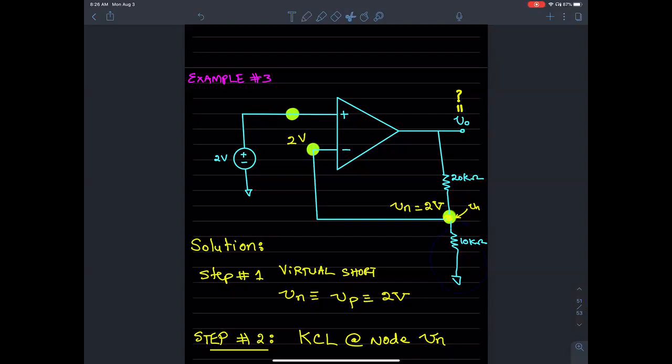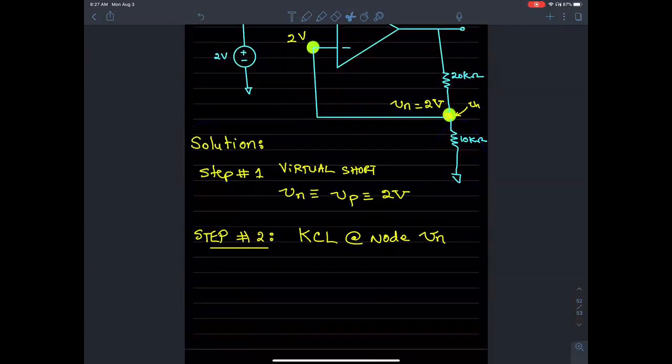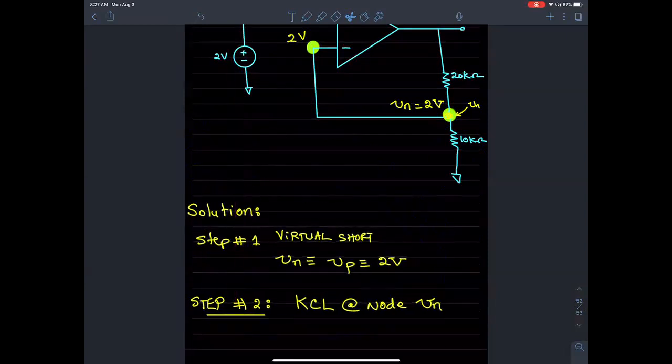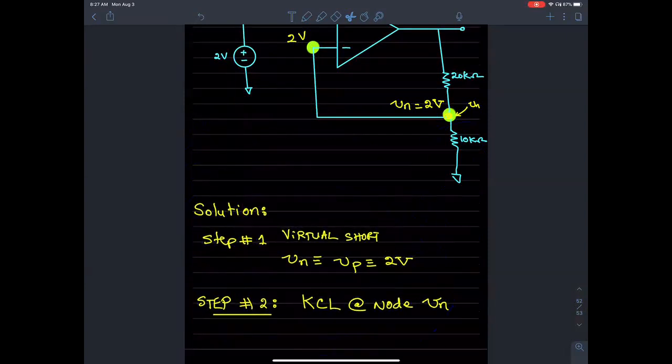I'm going to redraw this without actually modifying it. That's the right way to say it. So this guy, it's on the same node still.